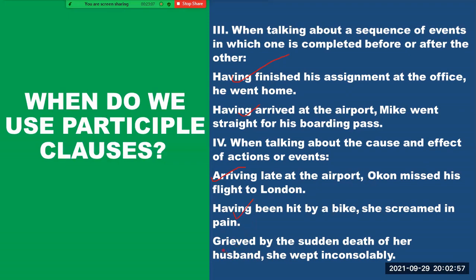Then the third one, which is using a past participle to begin the participle clause, is as follows. Grieved by the sudden death of her husband, she wept inconsolably. Now, grieved by the sudden death of her husband, she wept inconsolably. All right? So her weeping inconsolably is the effect of the sudden death of her husband. All right?